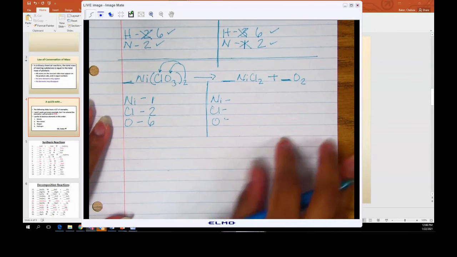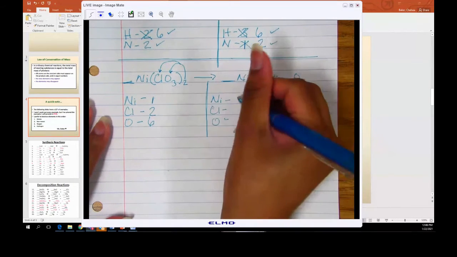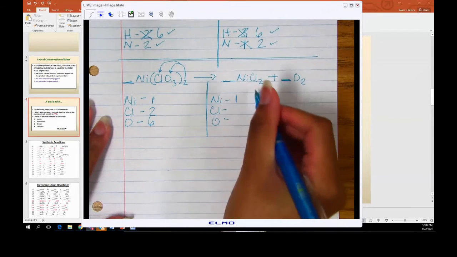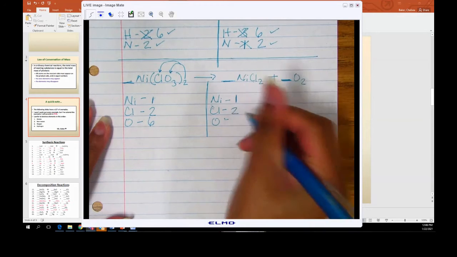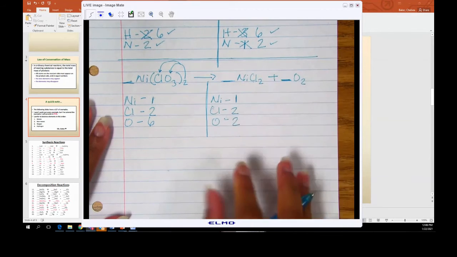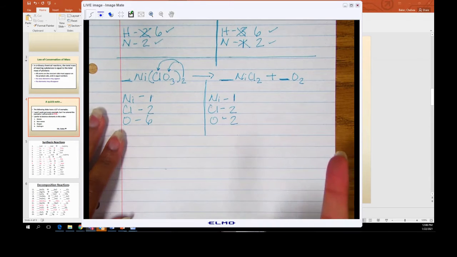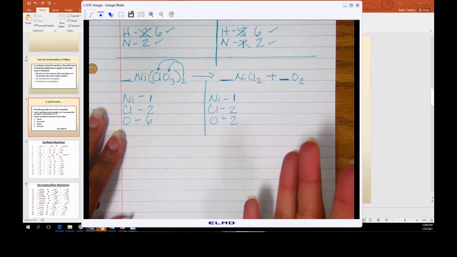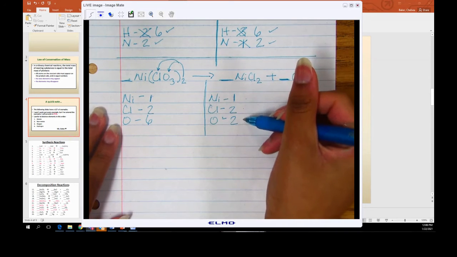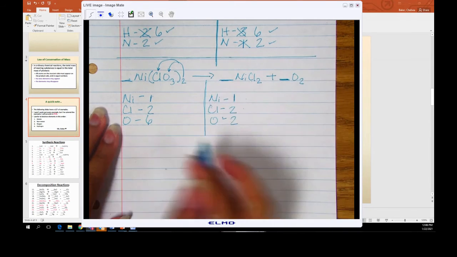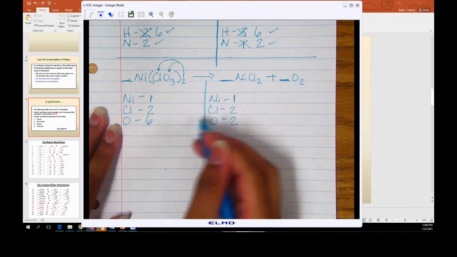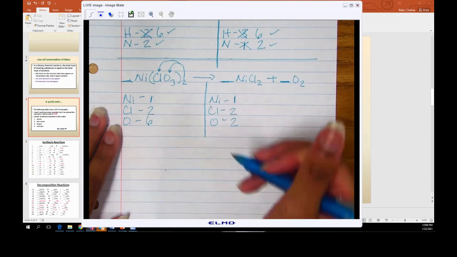On the other side of the equation, I've got 1 nickel, right? Just the one, no subscript. I've got chlorine, there's two of them, right? Its subscript is 2. And then same thing for oxygen, it also has a subscript of 2. I prioritize my metals, my nonmetals, then oxygens and hydrogens. As you can see here, the nickels and the chlorines are already balanced. I'm not going to mess with them. I'm just going to mess with the oxygens here.